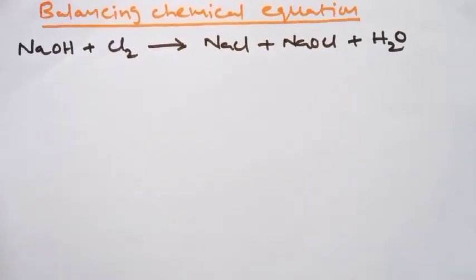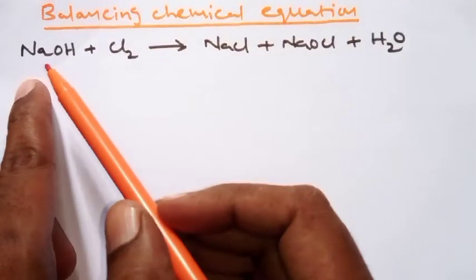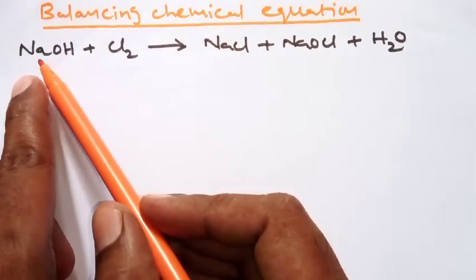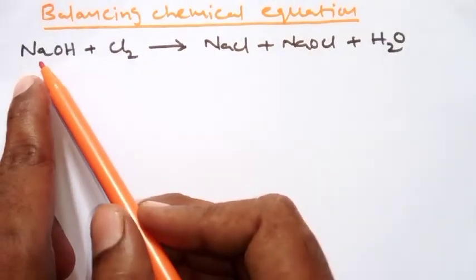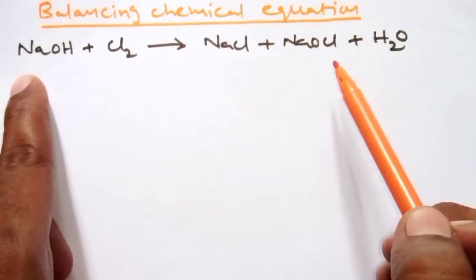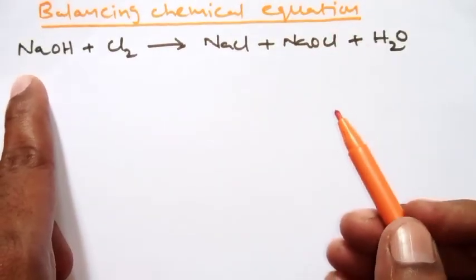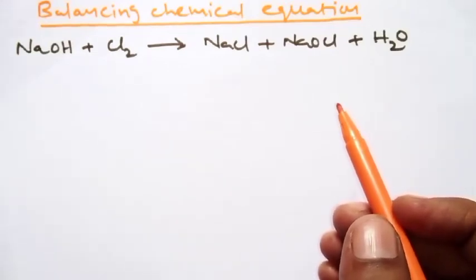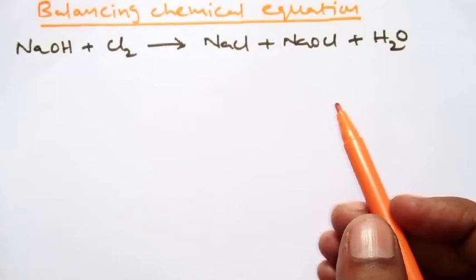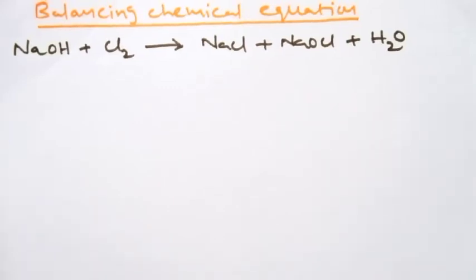So here I have written one equation. See there, NaOH plus Cl2 gives NaCl plus NaOCl plus H2O. So first of all, what is F number? If you observe this equation, sodium is present in three different places, 1, 2, 3. So how many places the sodium atom is present, that number represents the F number. Very simple. For balancing this equation using this method, you have to follow certain rules. At the end of the session, I will show the rules to you.